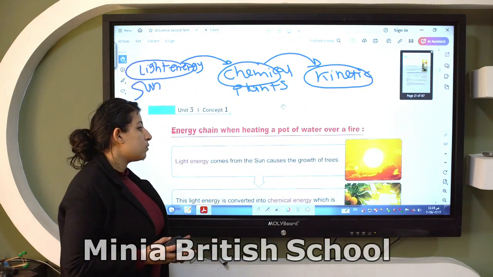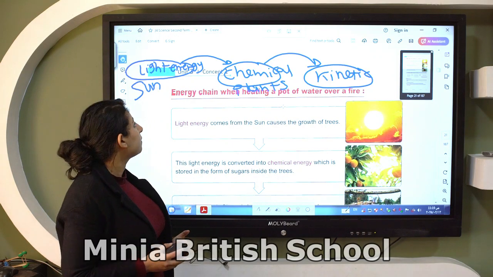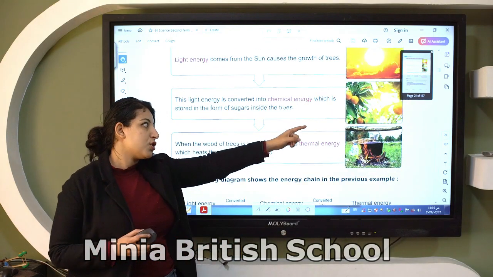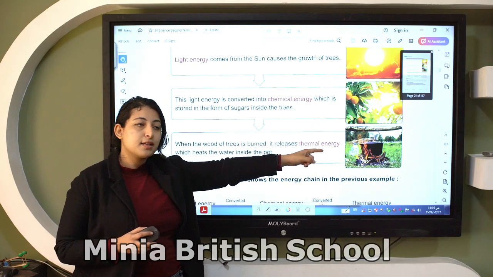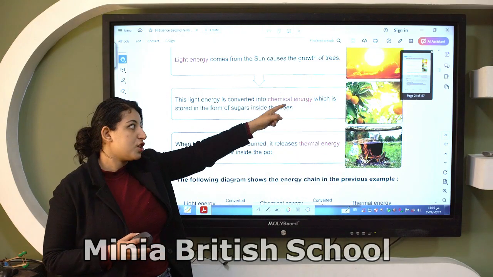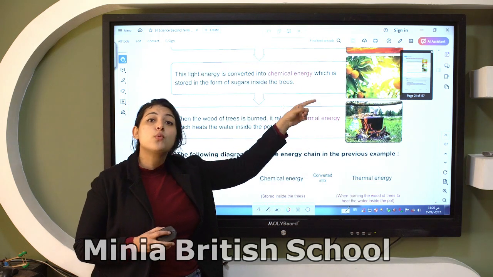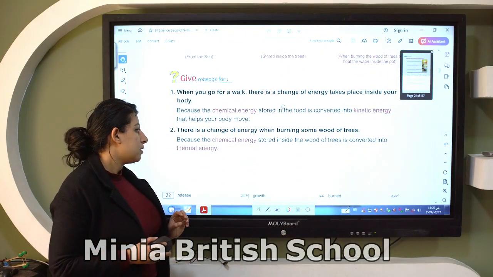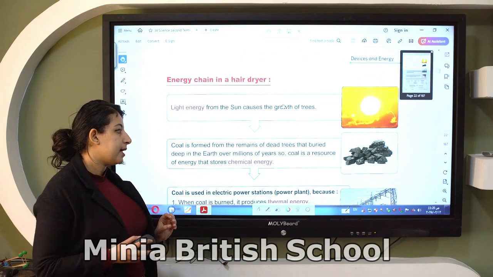Okay. Also, if I take this plant to burn it, what will happen? I have to change also light energy to chemical energy in the plant, but the stem that we will burn, I said burn, so we can produce thermal energy. So light changes into chemical in the plant, that it changes into thermal energy when we burn the wood of the plant. Okay, so from light to chemical to thermal energy.